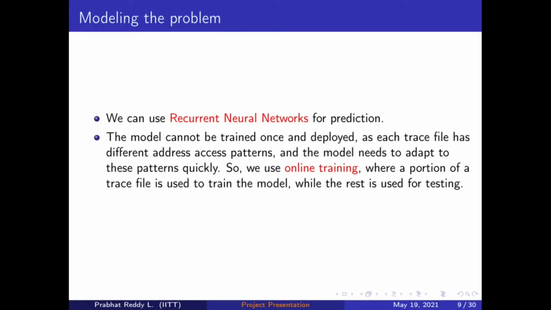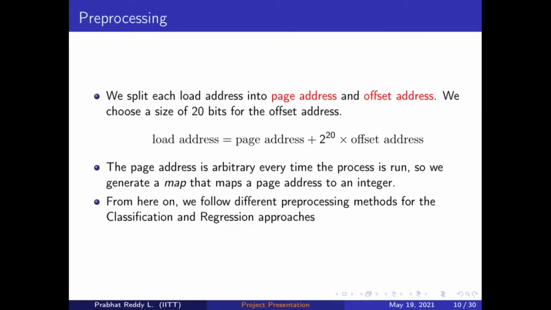So we use recurrent neural networks for the model to take in the time series data. And also we must note that each trace file has different access patterns and the model needs to adapt to these patterns quickly. For this purpose, we use online training where a portion of the trace file is used to train the model while the rest of it is used for testing.